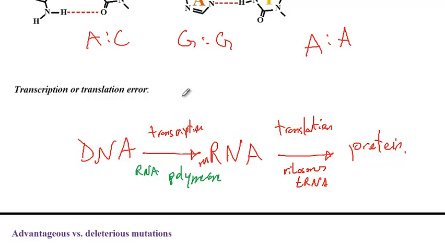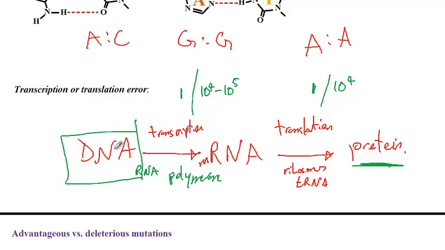In fact, there is a chance of one error in every 10 to the power 4 to 10 to the power 5 transcription events. Or with translation, there is a chance of one error in every 10 to the power 4 translation events. So we could still have a protein that has a different function from what the DNA was intending to code. All right, so these are examples of transcription and translation errors.